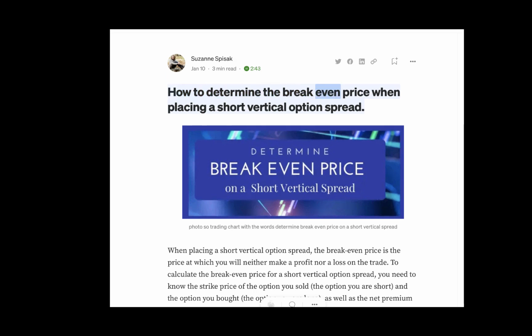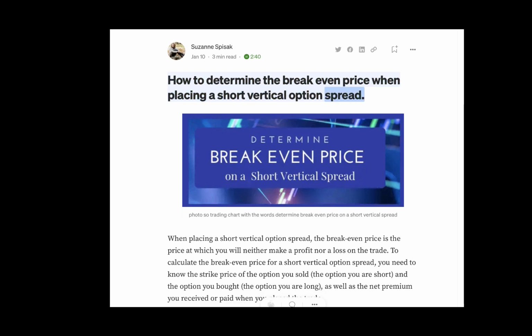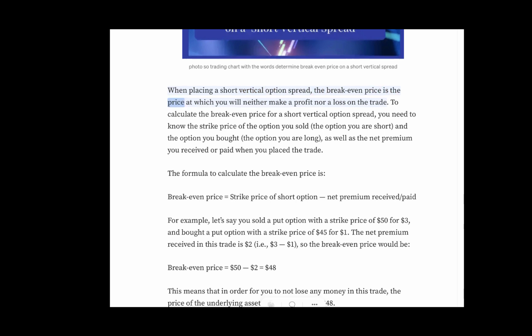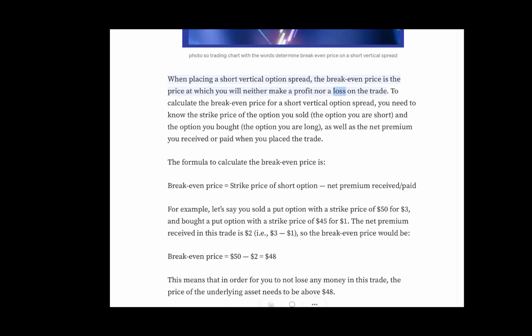How to determine the break-even price when placing a short vertical option spread. When placing a short vertical option spread, the break-even price is the price at which you will neither make a profit nor a loss on the trade.